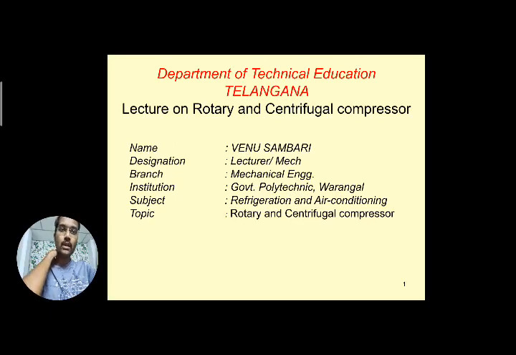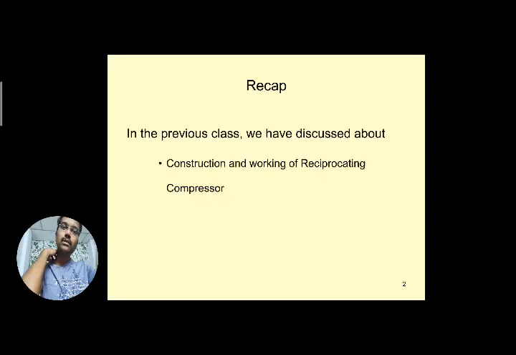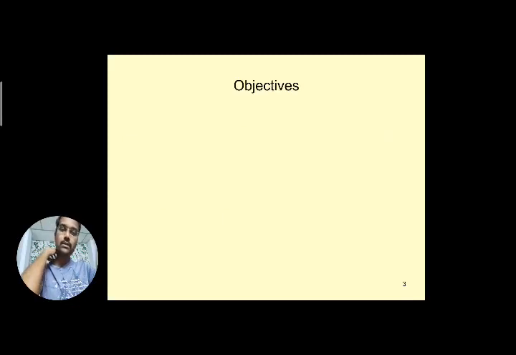So in today's topic we will see the rotary and centrifugal compressors which are used in the refrigeration part. Just to recap, we have seen the construction and working of reciprocating compressors and hermetically sealed compressors, with different subtopics in that.